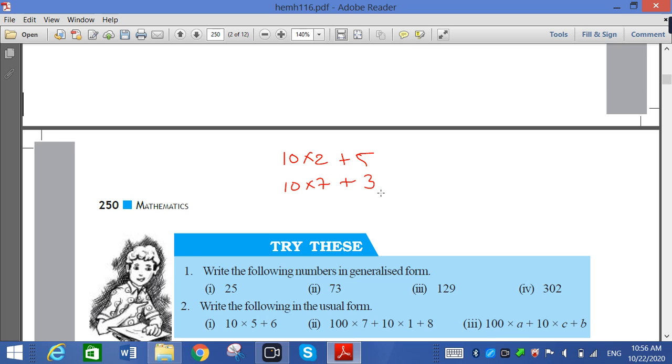Now I have to write 129. Then 129 is equal to 100 into 1 plus 10 into 2 plus 9. So we can represent 129. For 302, it is 100 into 3 plus 10 into 0 plus 2. That way we can write.